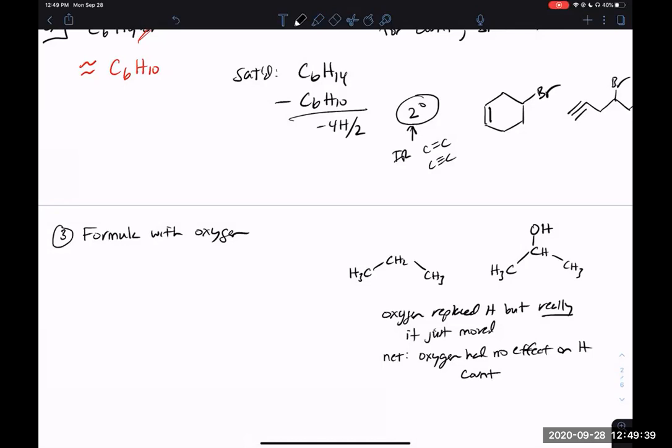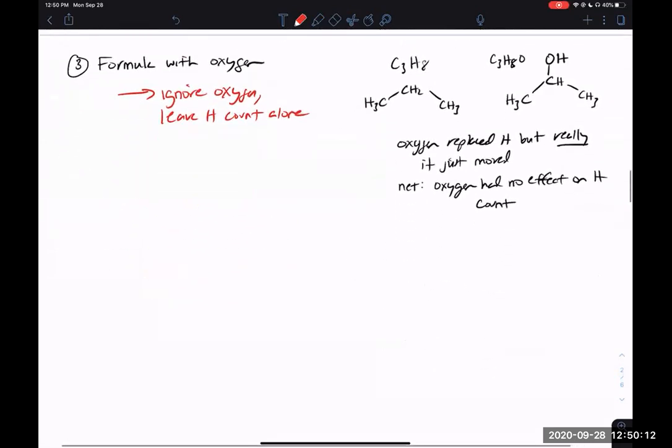I still have the propane is C3H8, and with the oxygen, it's still C3H8, but now there's an O. So if you have oxygen, I always loved oxygen, what you do with oxygen is just simply ignore the oxygen and leave the hydrogen count alone. That's how you deal with oxygen. So let's do a real example.